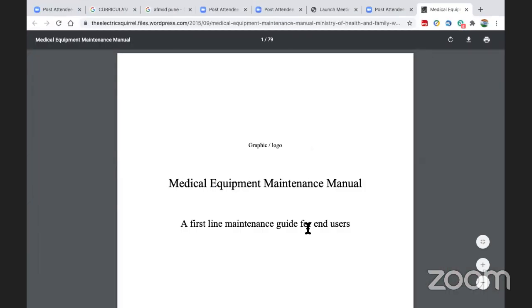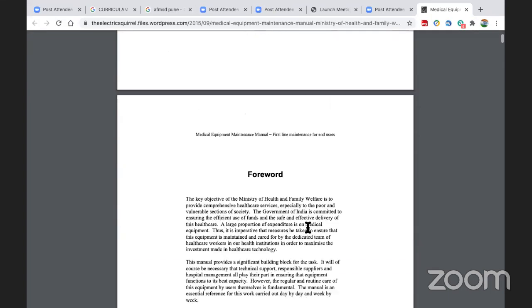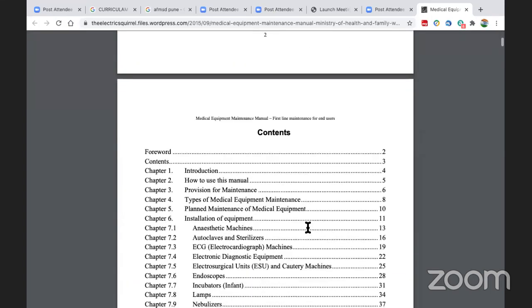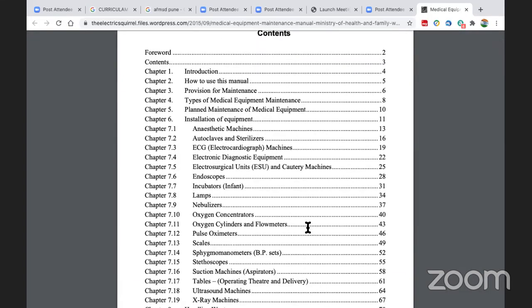Can you see, madam, this manual? Yes, sir. You look at this. It is designed by one of my friends, S.B. Sinha. He's been in this line for more than 40 years, and he's got a team. He's assisting the Ministry of Health and Family Welfare. You see, these are all the content. You can download this and keep a copy.